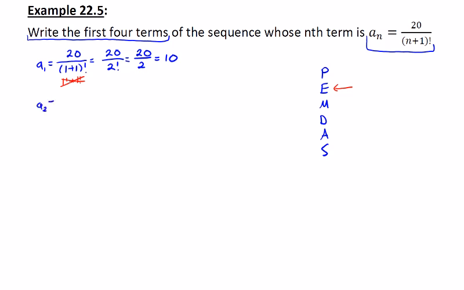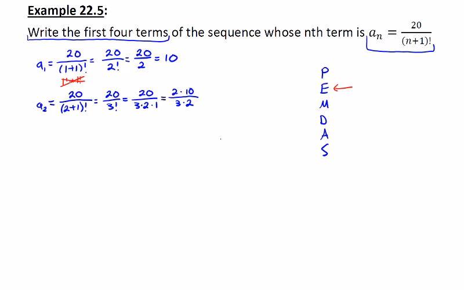Now let's do this for A2. That'll be 20 divided by 2 plus 1 factorial. So that's going to be 20 divided by 3 factorial. So that's 20 divided by 3 times 2 times 1. And instead of 20, I could write it as factors 2 times 10, and then 3 times 2 times 1, I'm just going to make it 3 times 2.